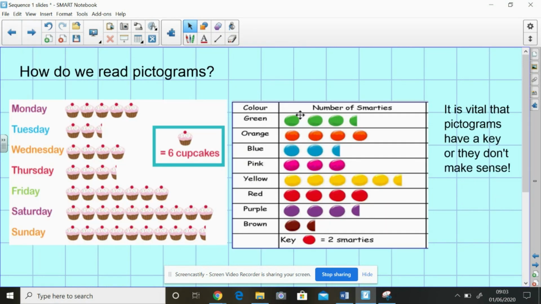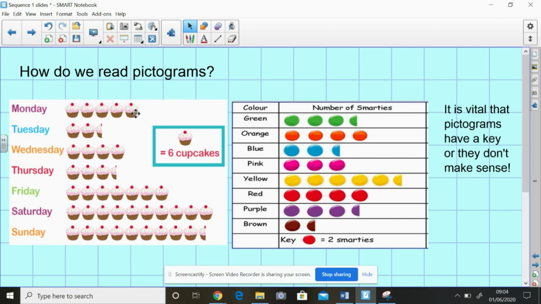Okay, the last thing we're going to look at today is pictograms. So this is what a pictogram looks like, and sometimes pictograms can look a bit different because they will represent them using different types of pictures. This one is using cupcakes, and this one is obviously just using dots. So let's look at the cupcake one first. Monday, the question might be, how many cupcakes were eaten on Monday? And you might look at this and think 1, 2, 3, 4, 5. 5 cupcakes were eaten on Monday.